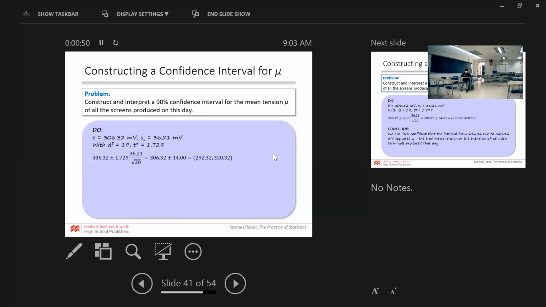So here's the interval. Are they getting this? Here is the mean value. Here's the critical value. So let's make sure we can find this critical value. On your calculator, ready? It's a 90% confidence interval, and the sample size is 20. So you'd have 19 degrees of freedom.